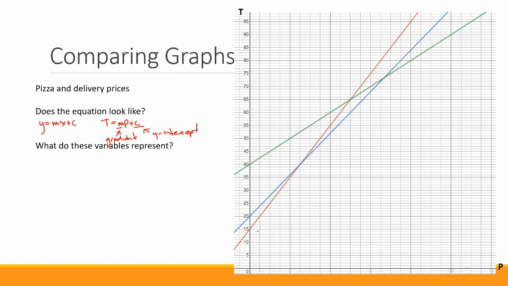So m is how much our line is changing, how much it goes across. For every one pizza, how much higher does it go? Another pizza, it goes up again. The gradient in this case must be the price per pizza. The y-intercept is a starting spot. So if we buy no pizzas, we still have to pay $15 here, or $20 here, or $40 here. So our y-intercept, our c, must be the delivery cost.